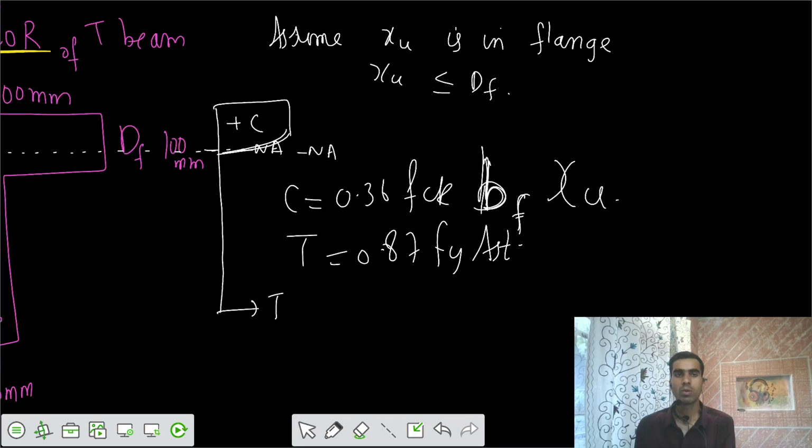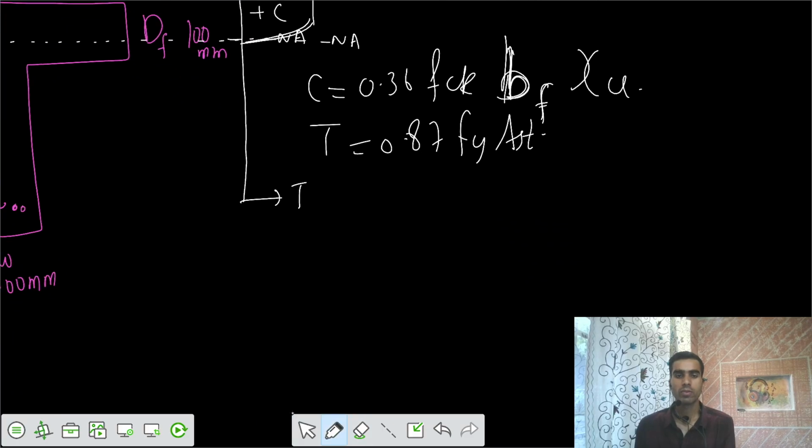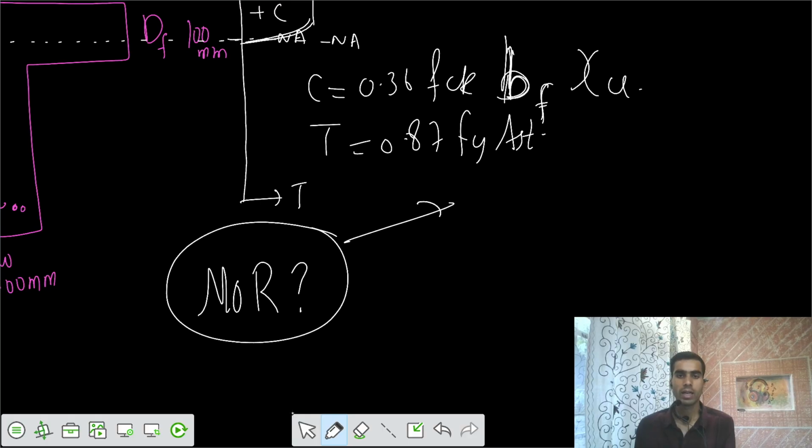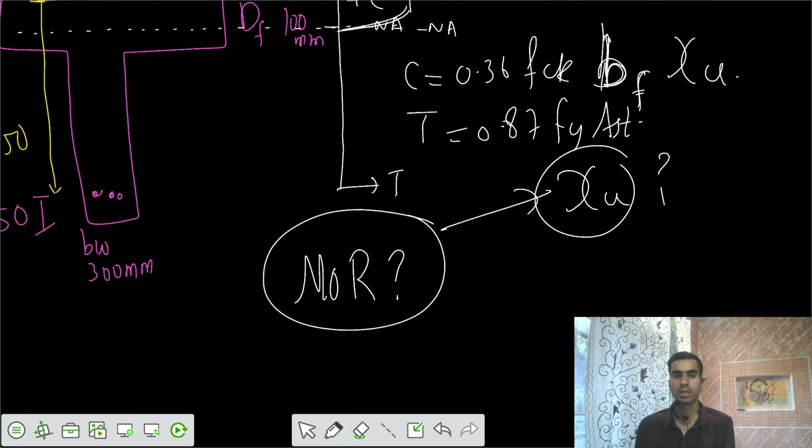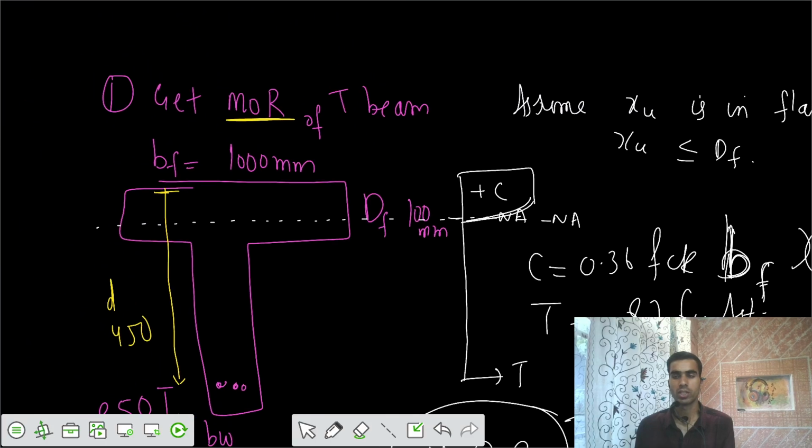Now to get the moment of resistance, what do we need? We need the actual location of the neutral axis. For that, the summation of forces in the horizontal direction is equal to 0. So C equals T, and from that we get the location of xu, and after that we can get the moment of resistance of the section.